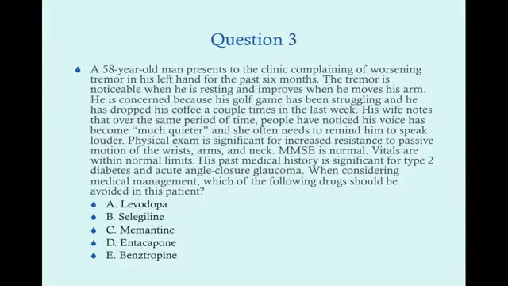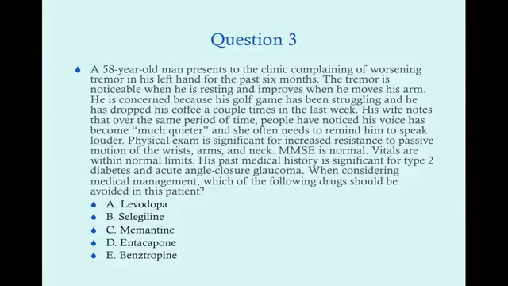All right, question 3 gives us a 58-year-old man presenting to the clinic complaining of worsening tremor in his left hand for the past 6 months. The tremor is noticeable when he is resting and improves when he moves his arm. He's concerned because his golf game has been struggling and he's dropped his coffee a couple times in the last week. His wife notes that over the same period of time, people have noticed his voice has become, quote-unquote, much quieter, and she often needs to remind him to speak louder.